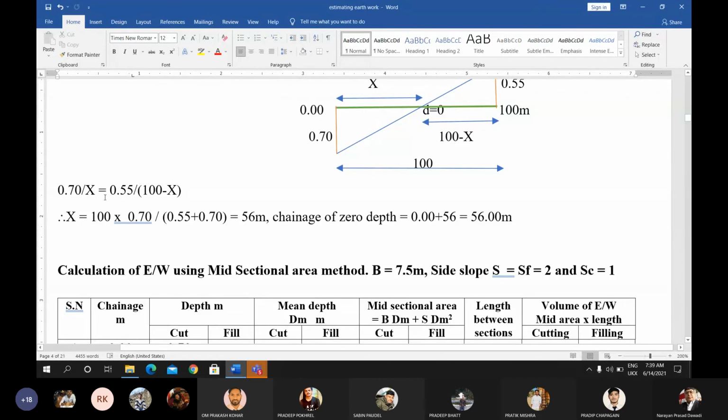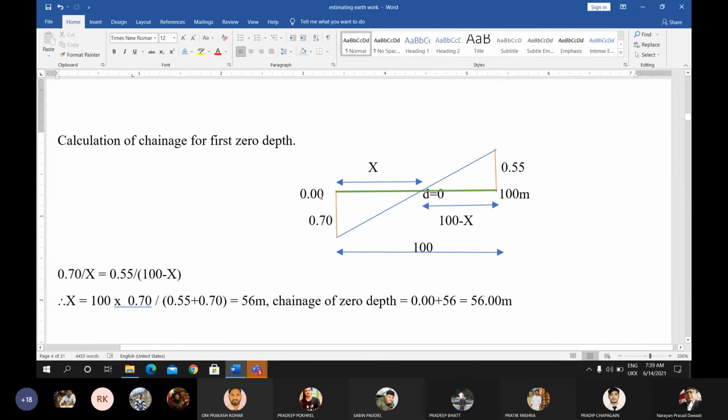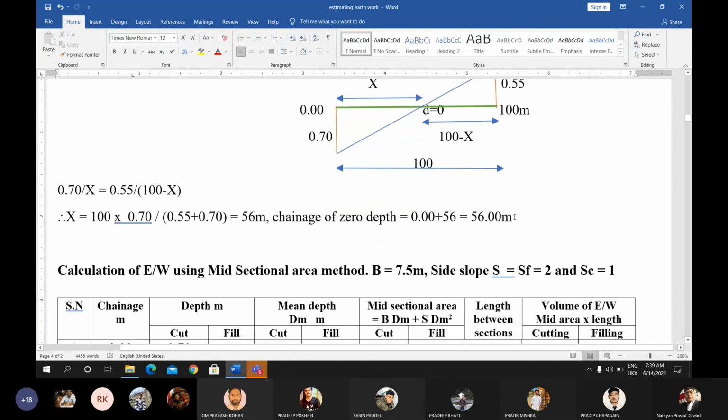If you solve this, you can find x is equal to 100 into 0.70 divided by 0.55 plus 0.70. You will get the value of 56 meter. From the 0 channel to D equal to 0, this distance is 56 meter. X is 56 meter. So the channel of D equal to 0 will be 0 plus 56, you will get the 56 meter channel.